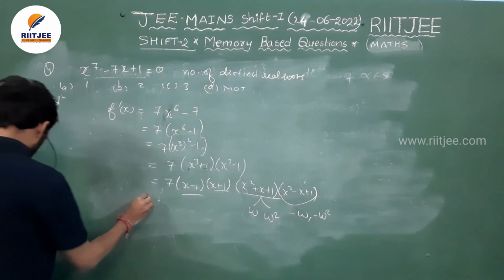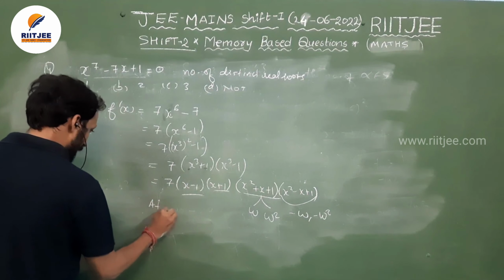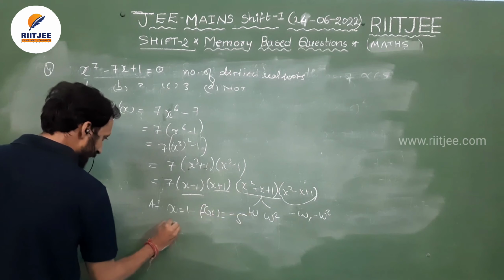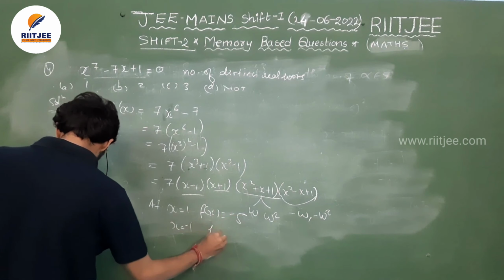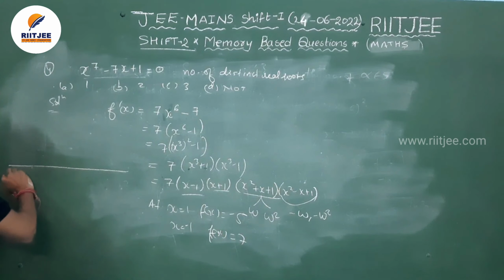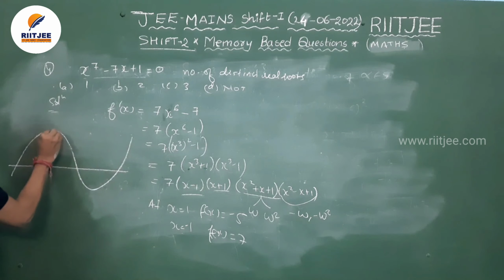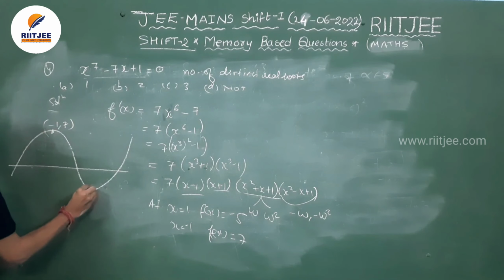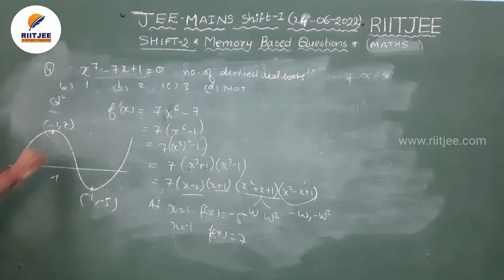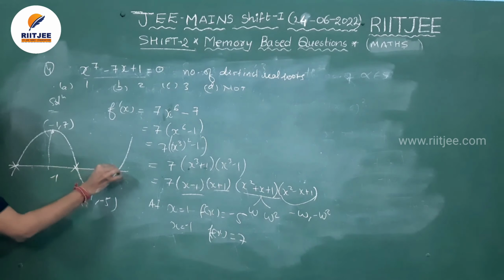So if I see at x equal to 1, f(x) is minus 5, and at x equal to minus 1, f(x) is 7. Okay, so if you see the graph over here, this point is minus 1 comma 7 and this point would be 1 comma minus 5. So how many distinct real roots does it have? It has 3 distinct real roots. How? 1, 2 and 3.